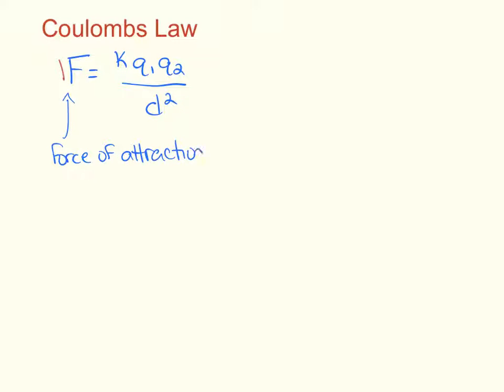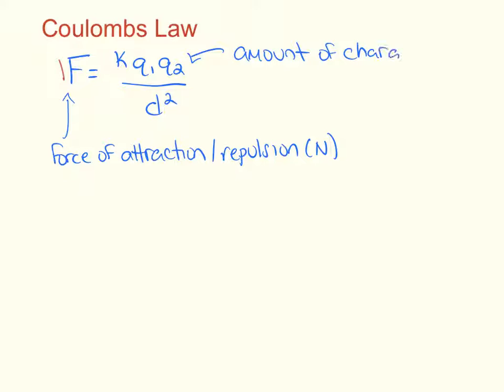When we look at the equation for Coulomb's law, our equation is that F is going to equal k q1 q2 all over d squared. A reminder that F is your force of attraction or repulsion, and it would be measured in newtons. Your q1 and q2 are your amount of charge on particle 1 and particle 2, and that is measured in coulombs. d is the distance between the particles, and that will be measured in meters.